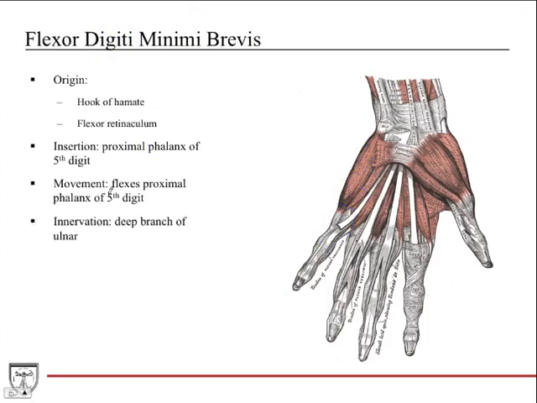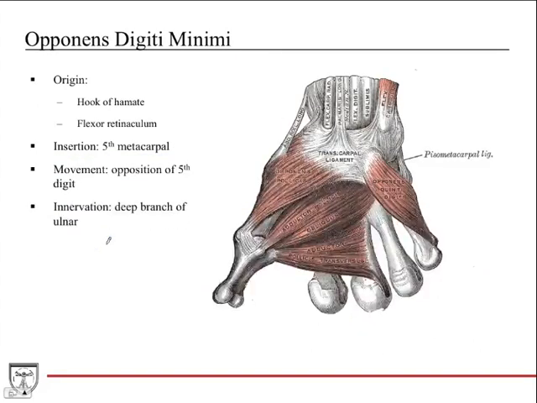Flexor digiti minimi brevis is this muscle right here, just deep to the abductor digiti minimi. It's this nice thin muscle here, inserting here onto the proximal phalanx of the digit. Its origin is the hook of the hamate and flexor retinaculum. You can see that here. Transverse carpal ligament is the same name as the flexor retinaculum. Again, like several structures in anatomy, it has multiple names. It flexes the proximal phalanx of the 5th digit, which makes sense. It attaches onto the proximal phalanx, it's going to flex it. So again, muscles contract, they shorten, it's going to flex it this way. Innervation, deep branch of the ulnar nerve.